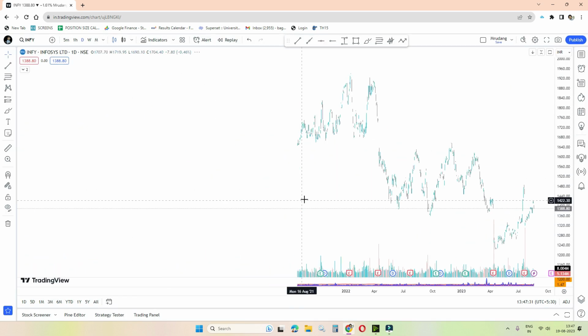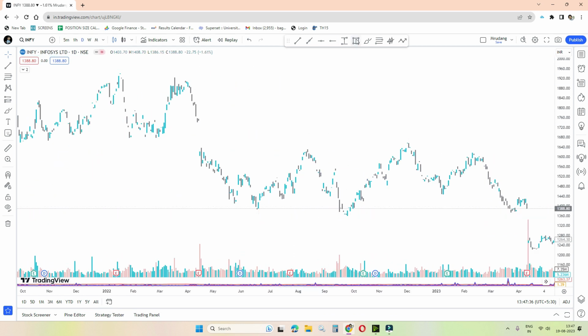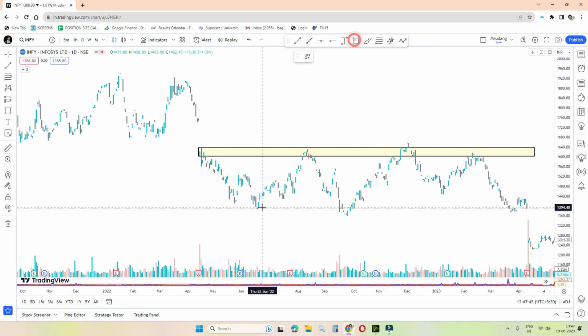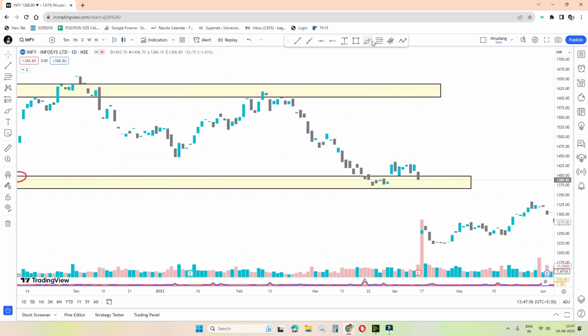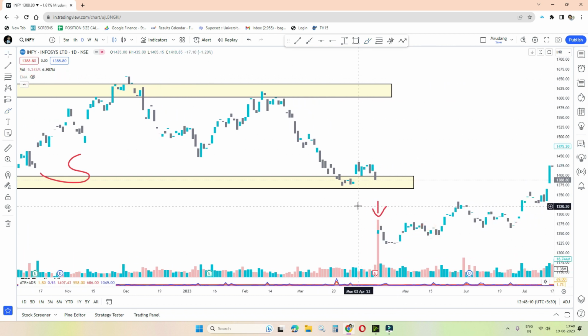Okay, so let's try to draw support and resistance. These are the highs. Let's draw some zones here. Okay, so this is the resistance and this is the support. Here you can see the support is broken with huge volume, an almost 9% downside move. The volume is extremely huge, almost 10 times the volume of the previous day.